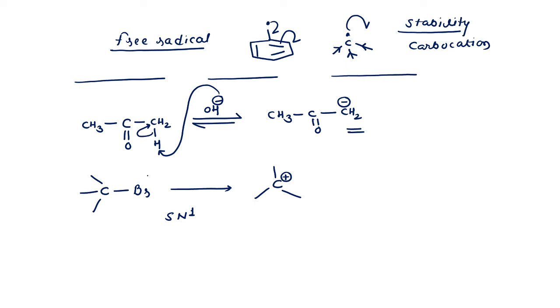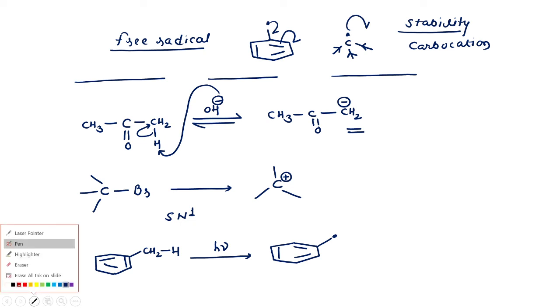So every reaction is proceeding via an intermediate. Or you take any photochemical reaction, consider there is a presence of CH2 and H, and if in this reaction you are having photo light, you are getting a free radical. There is no reaction that is not proceeding via a reaction intermediate. So the first most important thing is that it will form a reaction intermediate. Okay, so you understood reaction intermediates.